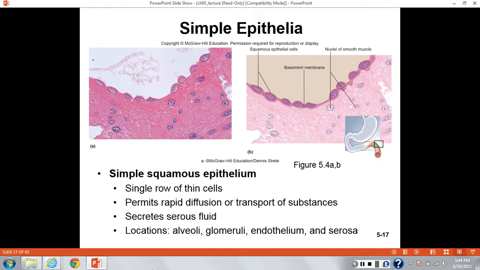Alright. Where did this view come from? The simple epithelium. Alright, this is the stomach. This is the duodenum. That's the beginning of the small intestine. And it goes on into the what? Jejunum. So this is part of the small intestine where they took the tissue sample from. Okay?